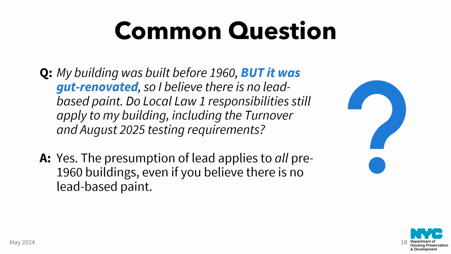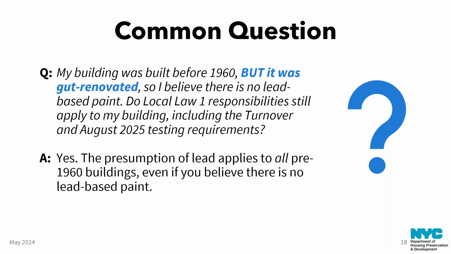Now, at this point, the next question we almost always get, which we very much understand, is from building owners who believe that there is no lead in their building despite the building's built date. Usually someone says, my building was built before 1960, but it was gut renovated, so I believe there is no lead-based paint. Do the Local Law 1 responsibilities still apply? Does the turnover requirement, does the testing requirement apply? And the answer there is yes. There is no exception in the law for gut renovation.